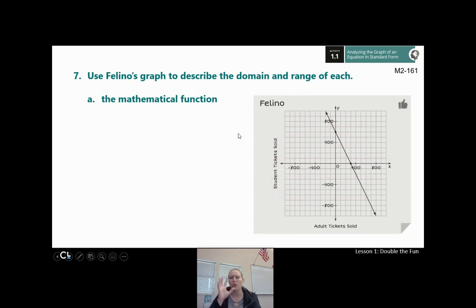So let's take a closer look. What can you tell me about the domain and range of the mathematical function? If you didn't know that this was about ticket sales, if you're just looking at our lovely graph here, tell me about the domain and range. Go ahead and hit pause, jot down your thoughts, hit play to keep the discussion going.